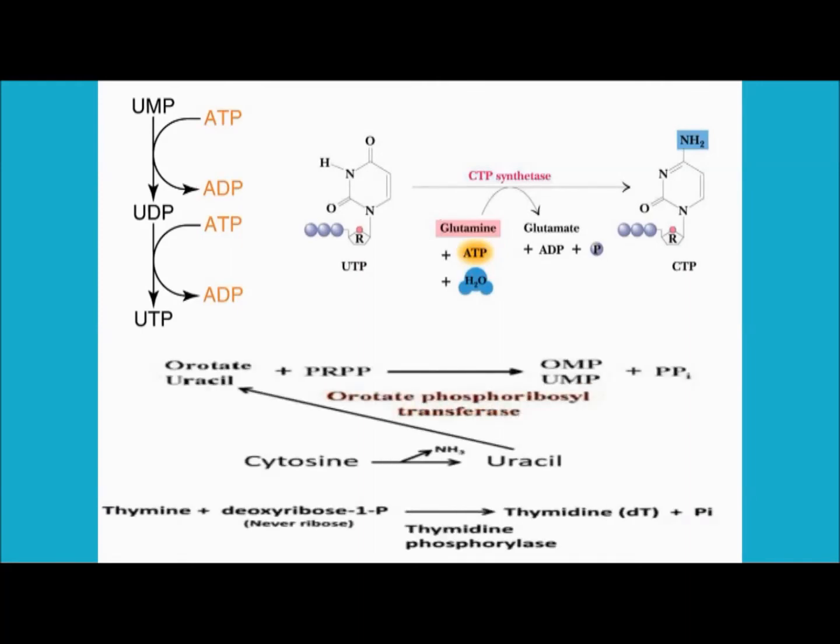So this is a cycle I am showing you. Here the cytosine gets converted into uracil, and this uracil also gets associated with the orotate and combines with the PRPP to be converted into OMP and UMP. Regarding this, we have already studied it in the previous slide, right? And the next one is the thymine combining with the deoxyribose 1-phosphate to get the thymidine. So these are the overall reactions which take place.